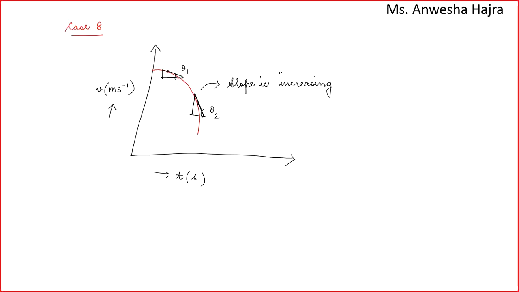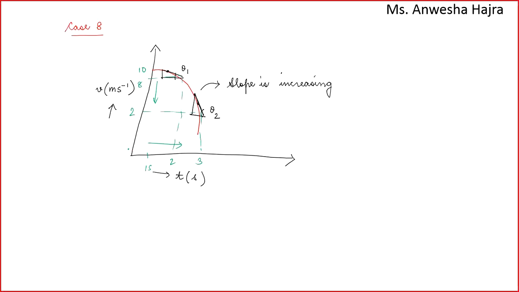And what does the slope give us? Acceleration or retardation? Now here, with time, the velocity is decreasing. So at time t equal to 1 second, my velocity was 10. At 2 seconds, my velocity is 8. At 3 seconds, say my velocity is 2. So velocity is decreasing with time. Time is increasing, but velocity is decreasing. Here we can say there is retardation.